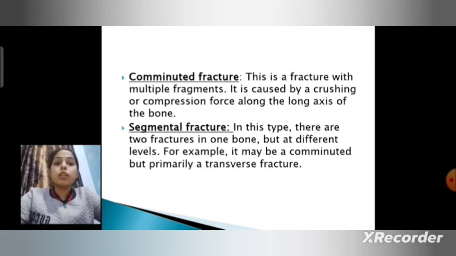Next is comminuted fracture. So this is a fracture with multiple fragments. It is caused by a crushing or compression force along the long axis of the bone. Next is segmental fracture. In this type, there are two fractures in one bone but at different levels. For example, it may be comminuted but primarily transverse fractures.